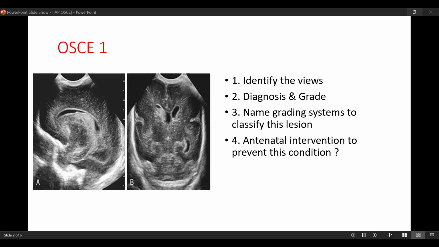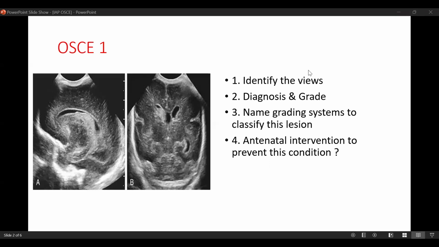Okay. So, what is the grade of IVH? Yes, IVH grade 2. In the parasagittal view, we are seeing the intraventricular germinal matrix hemorrhage extending into the ventricles, and the ventricles are not dilated. And in the coronal section, we are seeing grade 2 intraventricular hemorrhage.